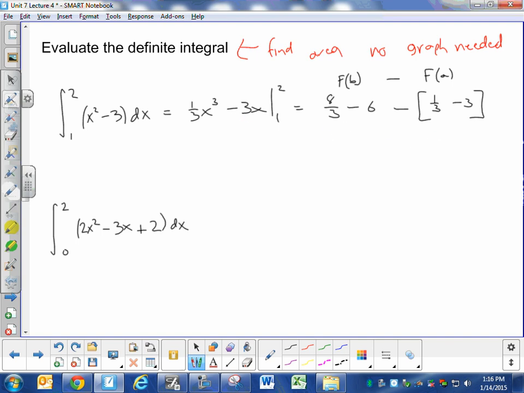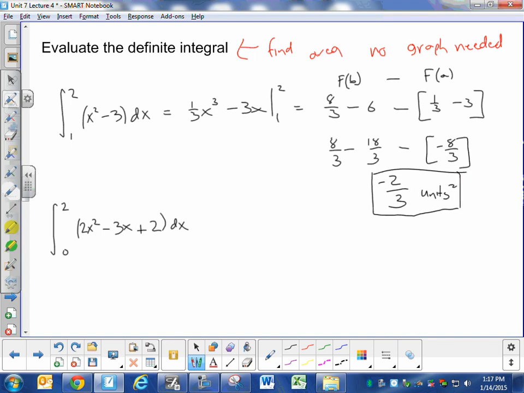So let's see. This is 9. This is negative 8/3. This is 18/3. Negative 10/3 plus 8/3, negative 2/3. Units squared. That's my area. Find it for the next one.